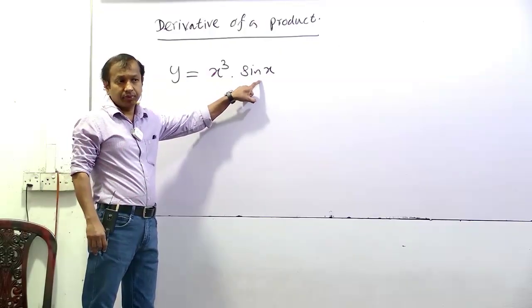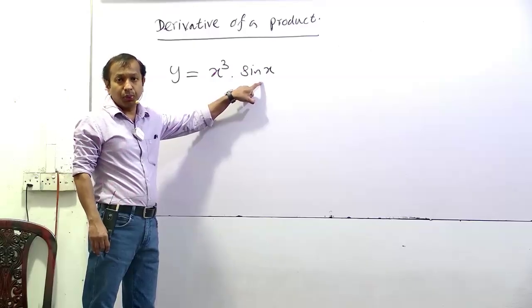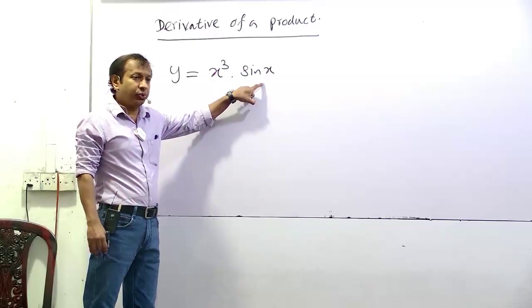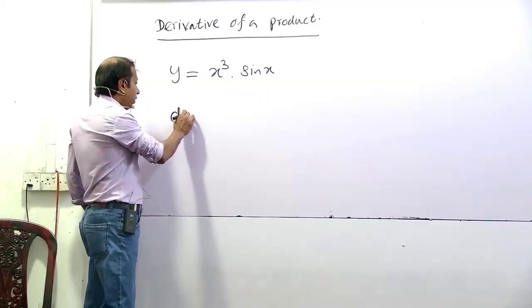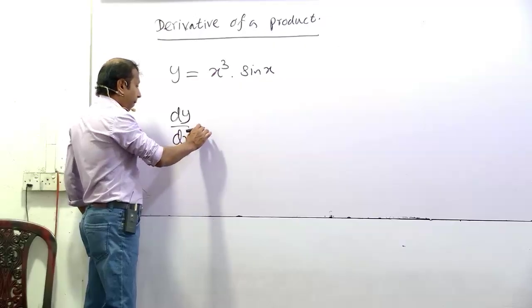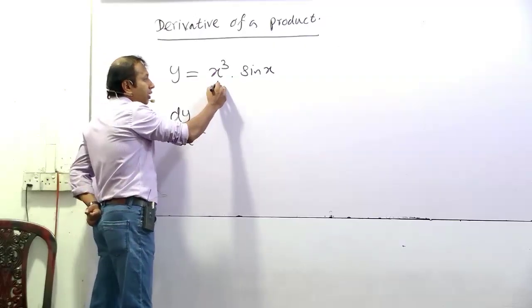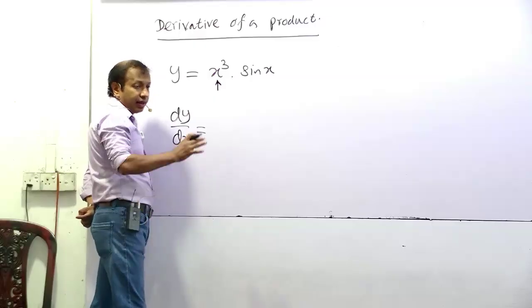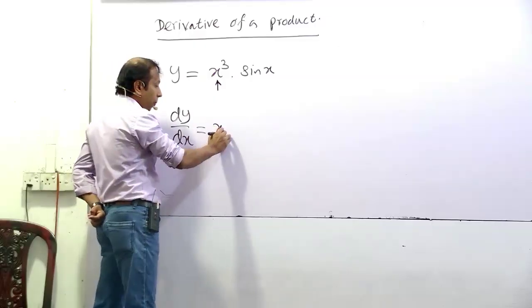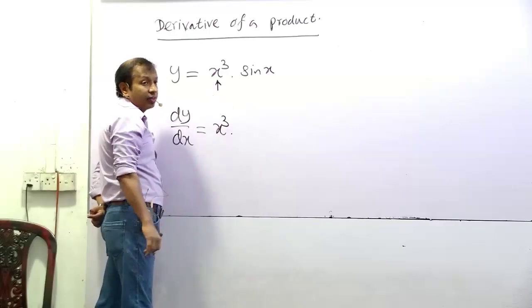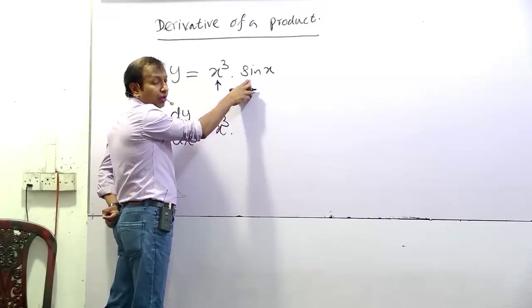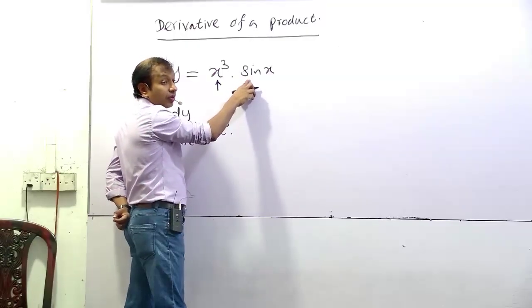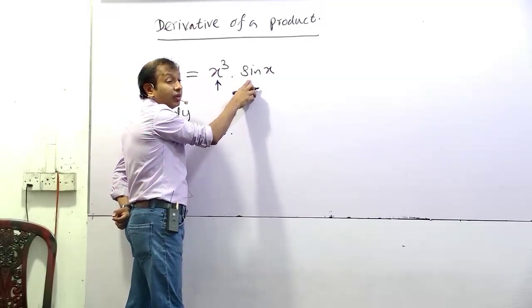In this case when you differentiate this, that rule we can prove, all the proof I am supposed to do at the end of this lesson. This is how we write the dy by dx. First function we write as the same, x cube. That one we multiply by the derivative of second function. What is the derivative of sin x?